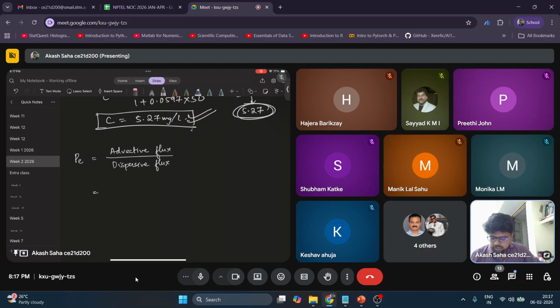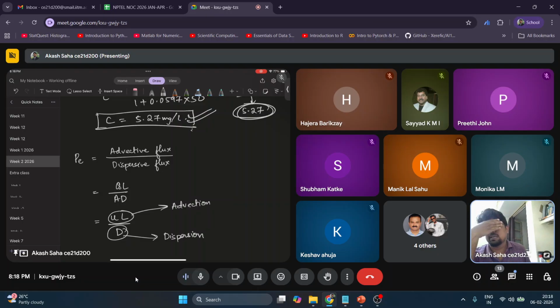Now how do we denote it? We will denote it as QL by AD. Okay, so Q by A, discharge by area, is nothing but velocity or U. So UL by D. So these things will refer to advection. Advection, in the last class I told you, is the bulk movement of the fluid. So with the fluid the transport happens. And D is the dispersion. D denotes the dispersion coefficient. So advection by dispersion flux is the ratio of the Peclet number.